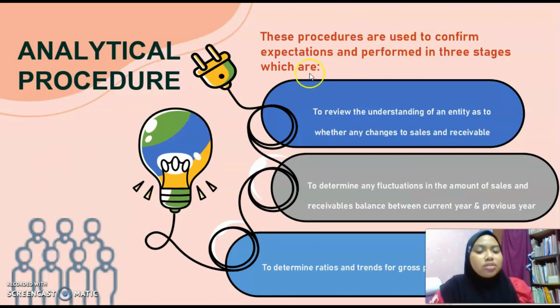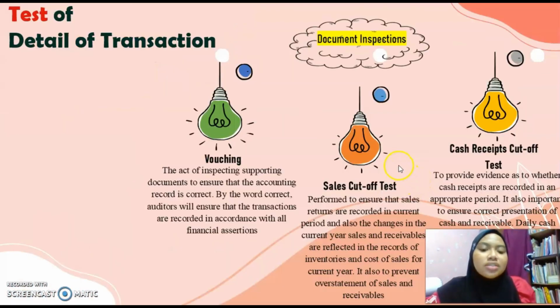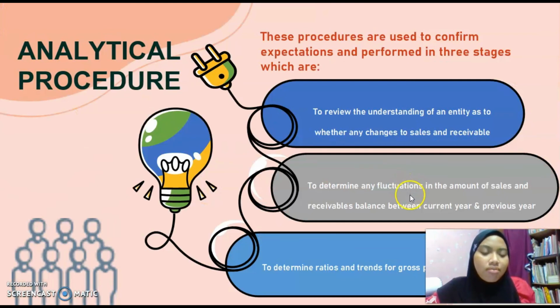These procedures are used to confirm expectation and are performed in three stages, which are to review the understanding of an entity, as to whether there are any changes to sales and receivable, to determine any fluctuation in the amount of sales and also receivable balance between current year and the previous year. And the last one is to determine ratios and trends for gross profit.